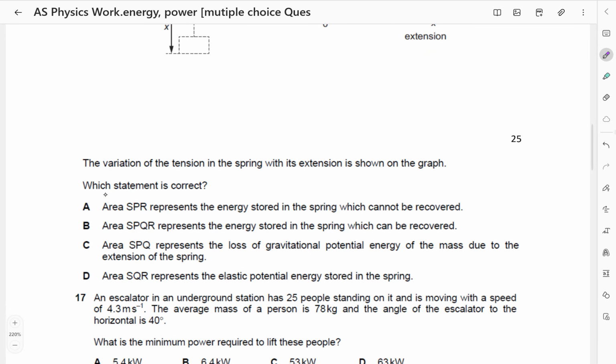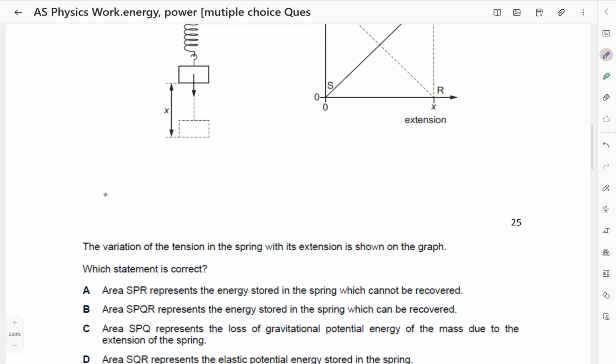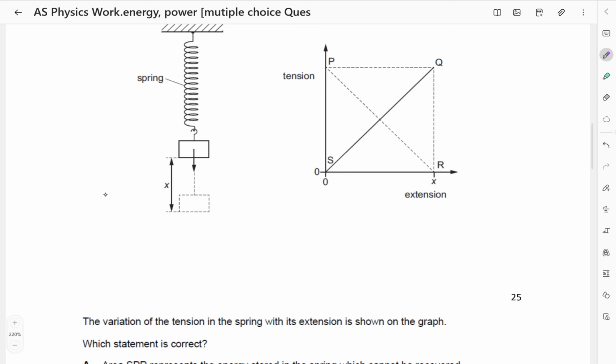The variation of the tension on the spring with its extension is shown on the graph. Which statement is correct? Area SPR represents the energy stored in the spring. Of course, energy stored is always the area with the extension axis. We saw that in the deformation of solids. The energy stored in the spring is always the area with the extension axis or the length axis, not with the tension axis.